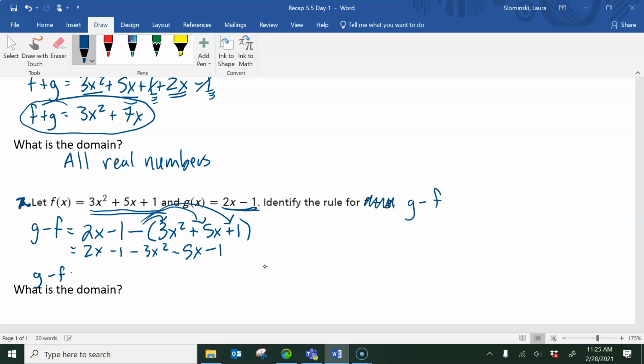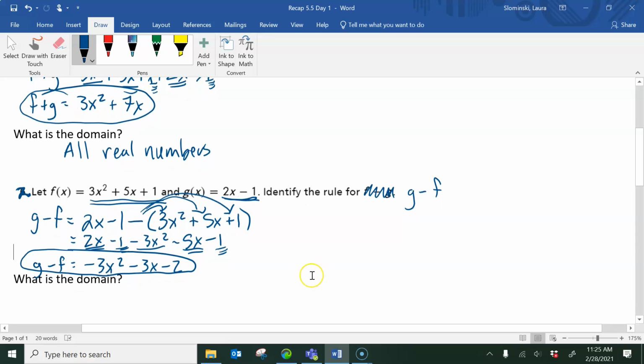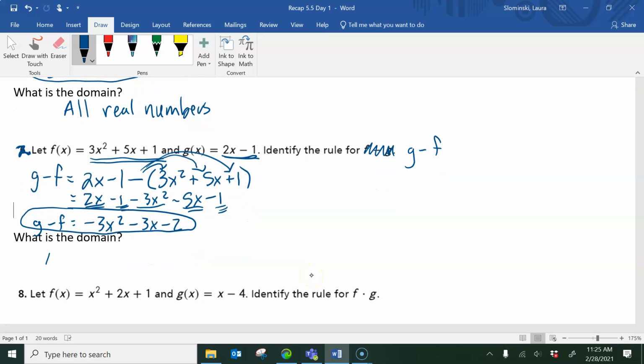My final answer, if I did g minus f, now I find like terms. I have the negative 3x squared. I have a positive 2x minus 5x gives me minus 3x. This time I have a negative 1 minus 1, which is minus 2. So my function g minus f would be negative 3x squared minus 3x minus 2. And again, these are the same two functions as the last one. So since both originals' domains were all real numbers, the overall domain of g minus f is also all real numbers.